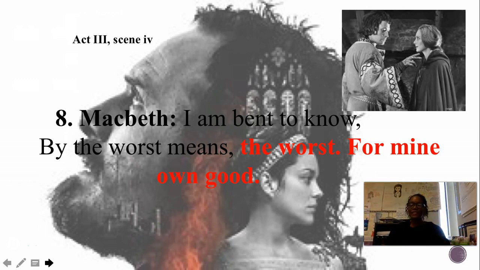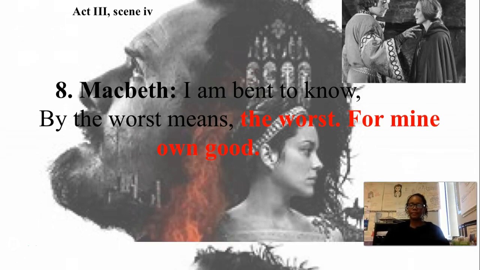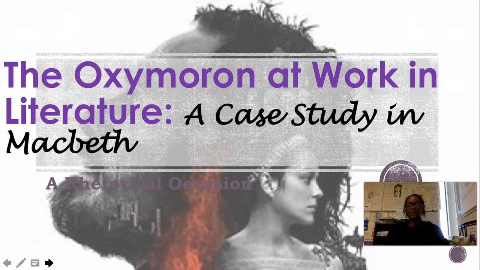I want to go back to these witches. I want to know the worst for mine own good. I need to know, because we know that perhaps it's too late for him to change his course of action, but he does attempt. We know in the past he's tried to take fate into his own hands, so perhaps he's going to do the same in this case. So it's only a matter of time before we discover that. So that's what oxymorons at work look like in literature, a case study in Macbeth, a rhetorical occasion, and I hope that was helpful.